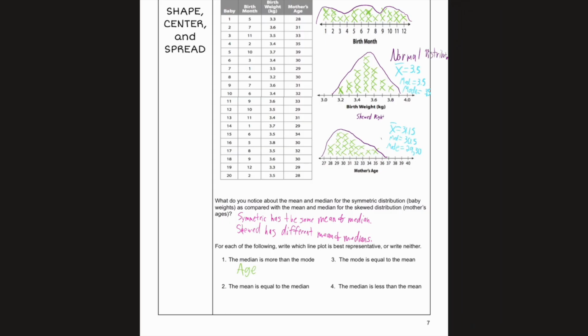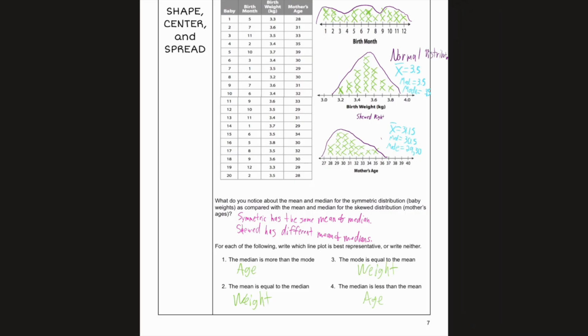Number 2, the mean is equal to the median. Well, that was true with the birth weight, and I'm just going to write weight. Number 3, the mode is equal to the mean. Which one was that true on? Well, that was true on the birth weight, the symmetrical one. And then number 4, the median is less than the mean, and well, that was, once again, the mother's age, where the age had the change between those and the weight did not.